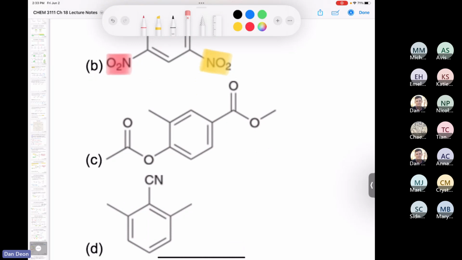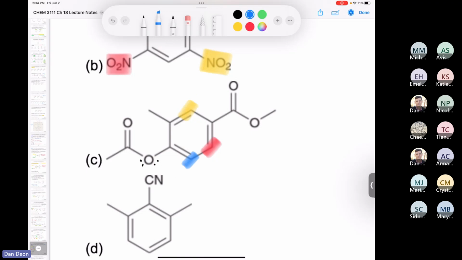Okay, let's draw the lone pairs in here. There we go. So we've only got 3 carbons open. We've got this carbon, and this carbon. Is anybody able to figure out where the substitution is preferentially going to occur for this one? Would it be blue, red, or yellow? All right, let's take a look at it. Let's take a peek at it.